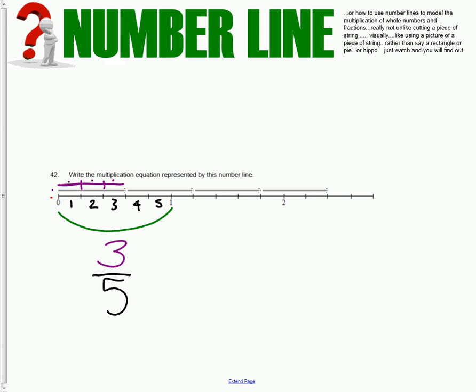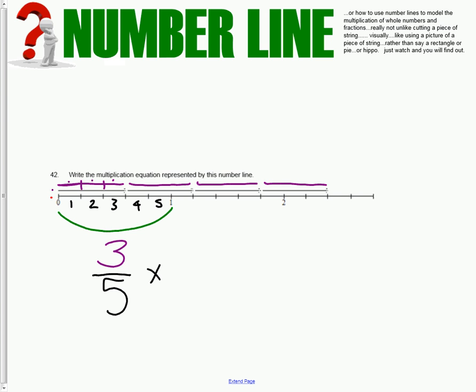So I'm well on my way to identifying what I have for a multiplication question. I know that I need my multiplication sign. All I really need to do now is find out how many of these little purple segments I have. So I have 1 3/5. I have a second one here. I have a third one here. And I have a fourth one here. So essentially what I have is 4 of 3/5, or 3/5 of 4.